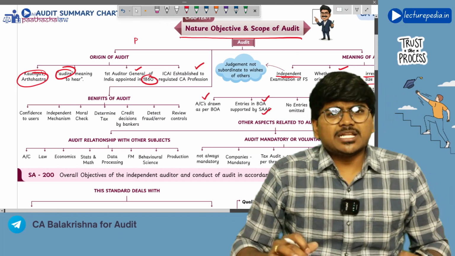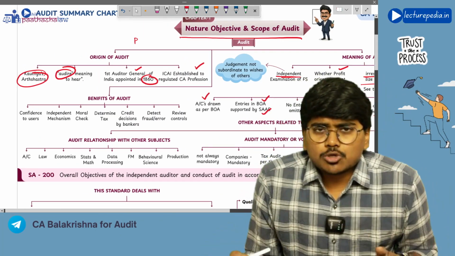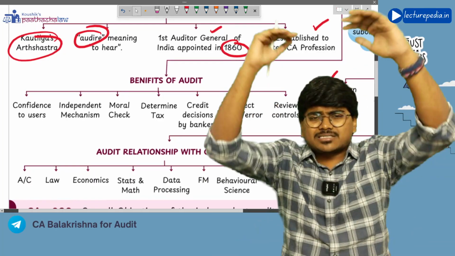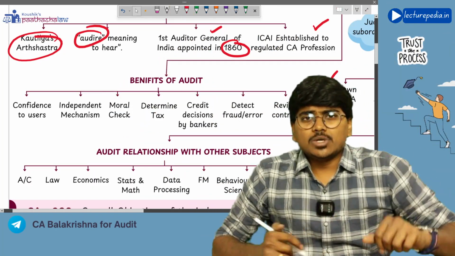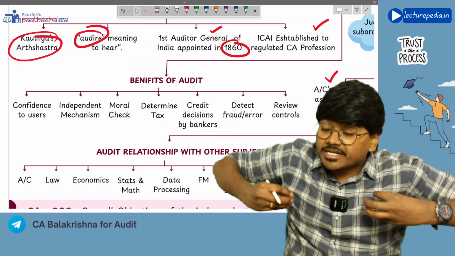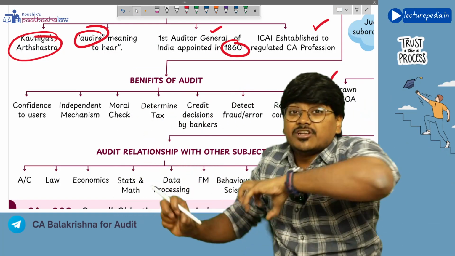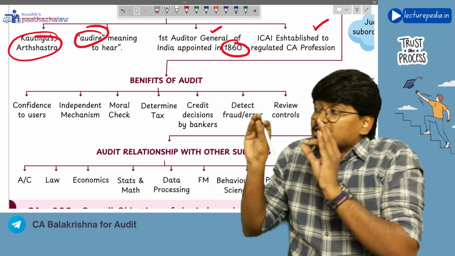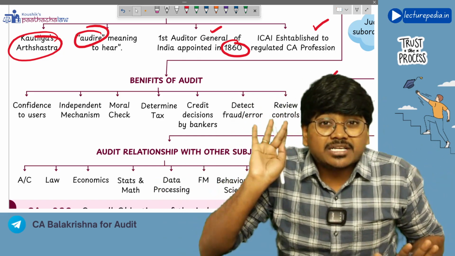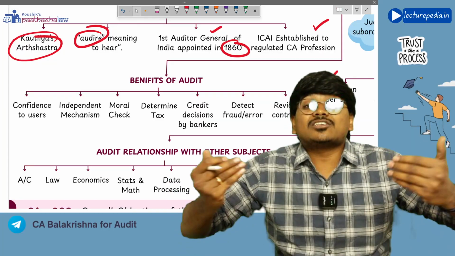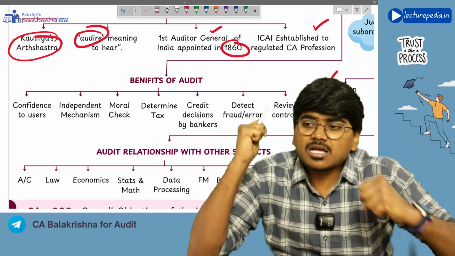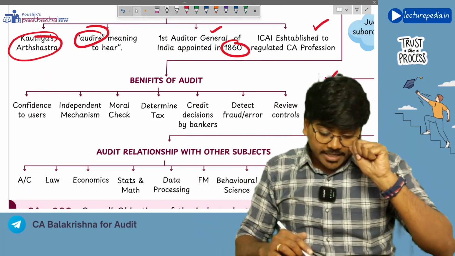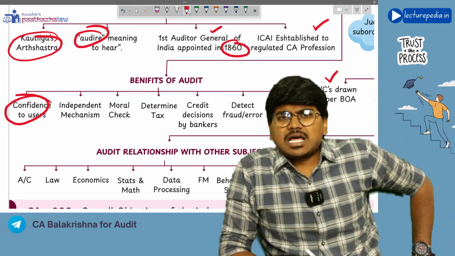Next, after the meaning of audit, why should you get your books of accounts audited? What are the benefits of getting books of accounts audited? Basically, in case of audit, management has prepared financial statements. The auditor, by auditing those financial statements, will give confidence to the users that these financial statements do not have any misstatements. You can take your decisions based on these financial statements. So one of the benefits of doing audit is to give confidence to the users.